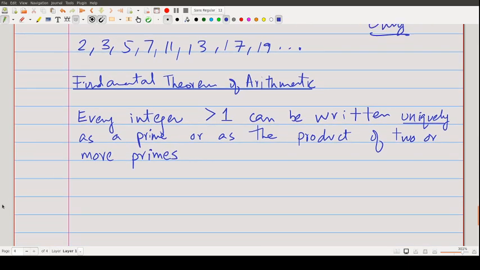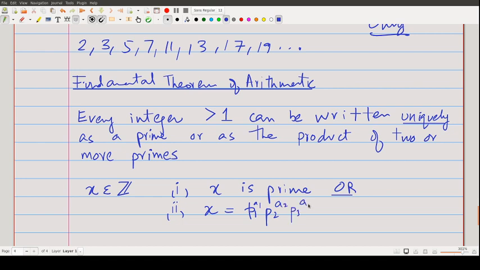So if you have any integer, let's suppose this integer x belongs to the integers, then we have two possibilities. The first possibility is that x is prime, or the second possibility is that x can be written as p1 to some power a1, p2 to a2, p3 to a3, dot, dot, dot, up to pn to an. So you can write it as a product of primes.